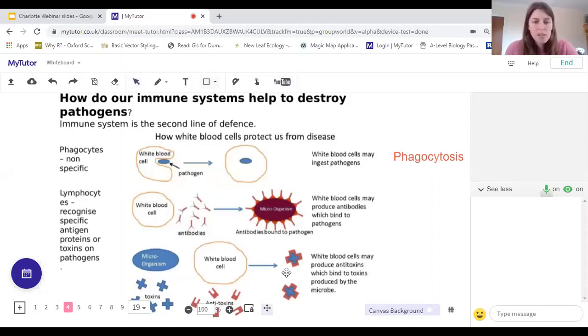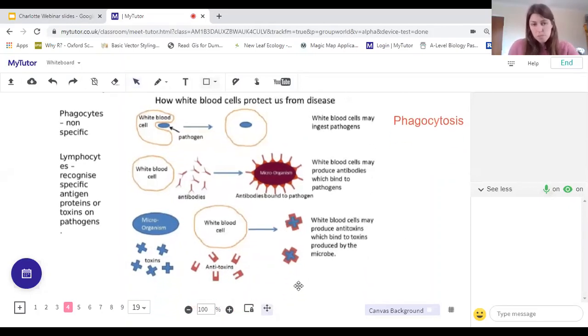As well as antibodies, white blood cells can also produce antitoxins. Some microorganisms produce toxins, and our white blood cells can detect that and produce antitoxins, and then the same principle applies. They can neutralize that microorganism or that pathogen.